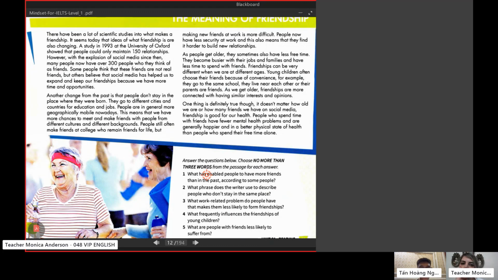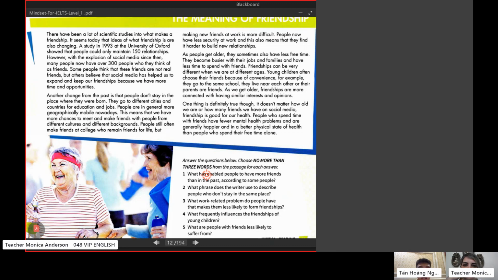They become busier with their jobs and families and have less time to spend with friends. Friendships can be very different when we are at different ages. Young children often choose their friends because of convenience. For example, they go to the same school, they live near each other, or their parents are friends. As we get older, friendships are more connected with having similar interests and opinions. One thing is definitely true though.